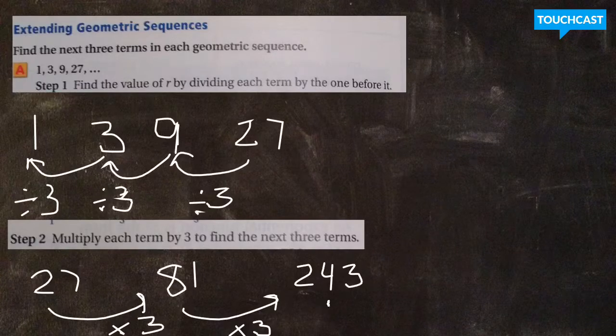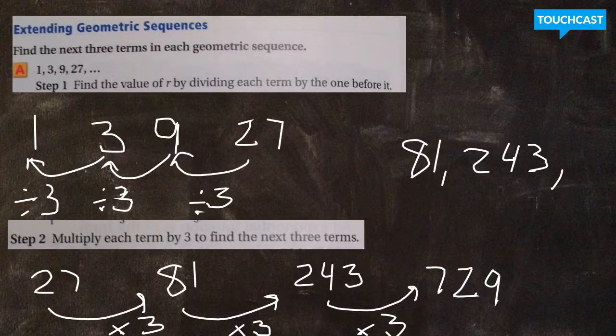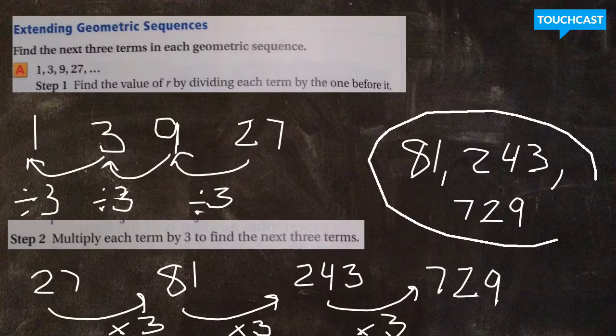Well, we have to do that one more time because we were asked to find the next three terms. So multiply 243 by 3 and we're going to get 729. So our next three terms are just 81, 243, and 729. We have finished example 1a.